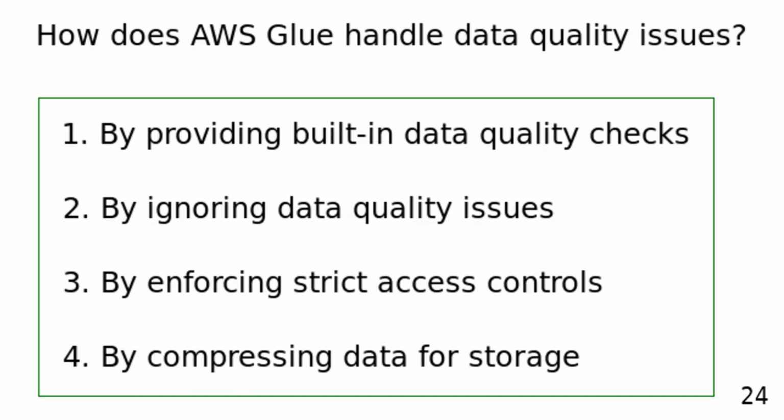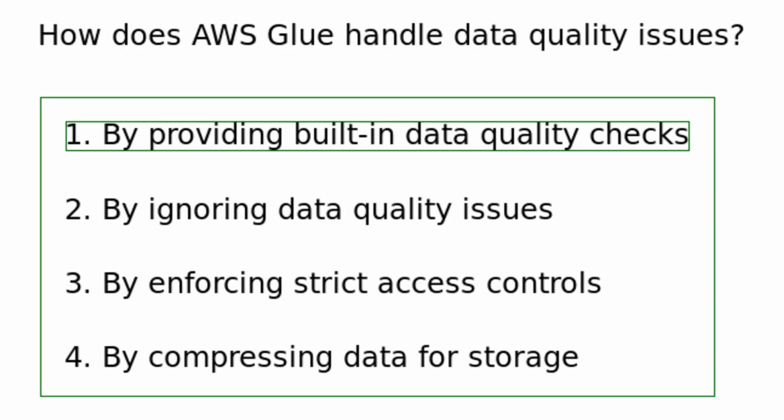How does AWS Glue handle data quality issues? By providing built-in data quality checks. By ignoring data quality issues. By enforcing strict access controls. By compressing data for storage. The correct answer is by providing built-in data quality checks. AWS Glue handles data quality issues by providing built-in data quality checks that help identify and address common data quality issues during the ETL process.